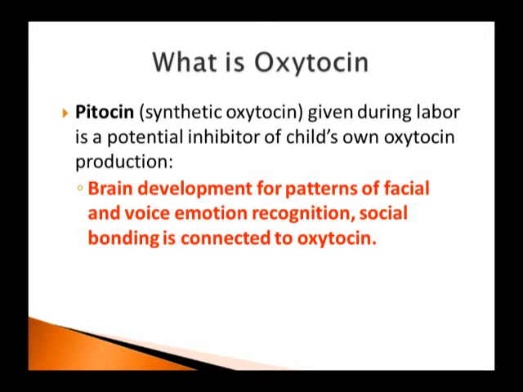The problem is, and this is really more for another presentation, there seems to be a potential inhibition of the child's natural oxytocin production if they have been given Pitocin. The theory is that right after birth, for those 7 to 10 days, that critical period of development, if there has been Pitocin in the system, there is a potential, and I say potential, for inhibition or partial inhibition of a child's own production of oxytocin, and the impact that might have on certain brain centers related to facial and voice emotional recognition, as well as bonding.